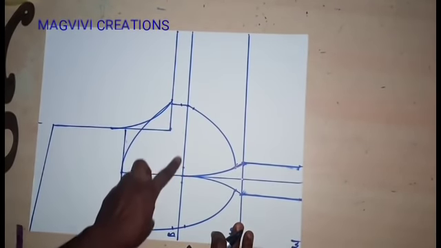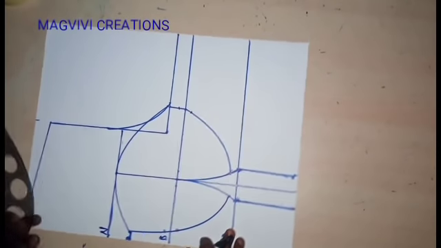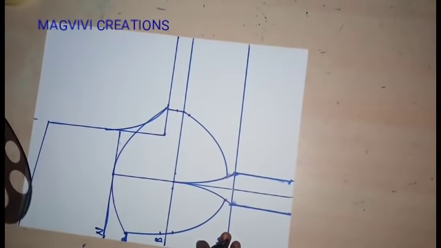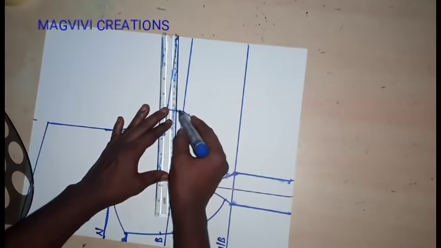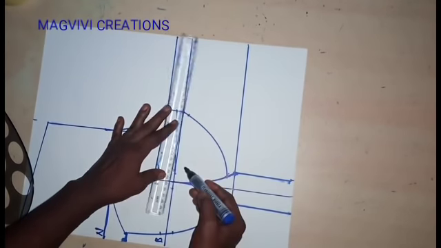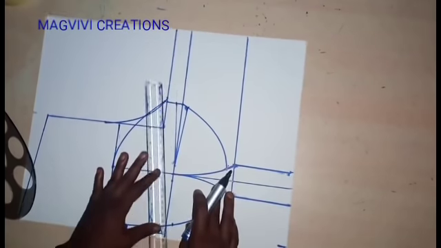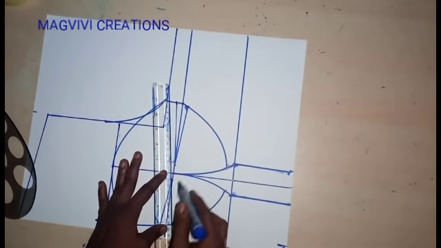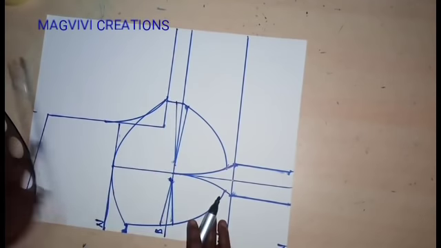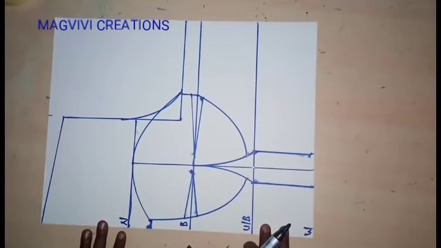Now you connect it to this half inch we have created here. The essence of doing this is that I don't want it to be sharp, so you can just use your ruler to do this, then you blend it. So just connect it like so. You connect this one, then this one, and this one. Then you can just blend it out here. So this is what we have.